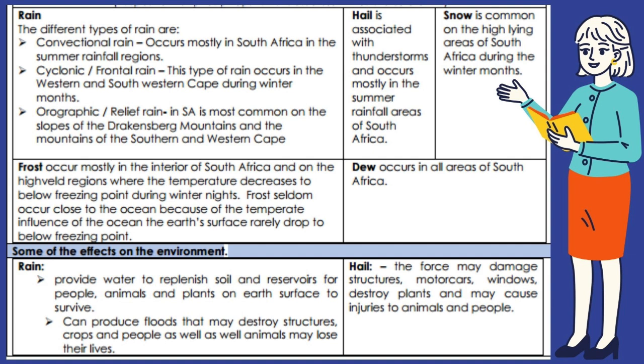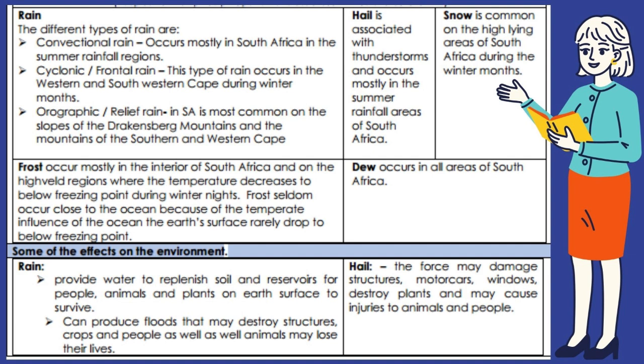Orographic/relief rain, in SA, is most common on the slopes of the Drakensberg Mountains and the mountains of the southern and western Cape. Hail is associated with thunderstorms and occurs mostly in the summer rainfall areas of South Africa. Snow is common on the high-lying areas of South Africa during the winter months.